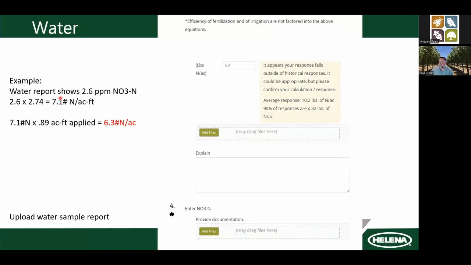So as I mentioned, our water report showed 2.6 parts per million. In our example, that gives us 7.1 pounds of N per acre foot. And in our example form, we applied 0.89 acre feet of water. So that calculation, 7.1 times 0.89 acre feet, gives us 6.3 pounds of N per acre. And we apply that right into the form, and we will be good to go.